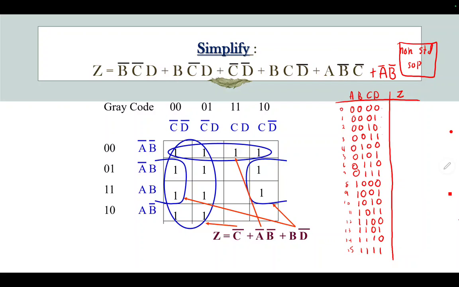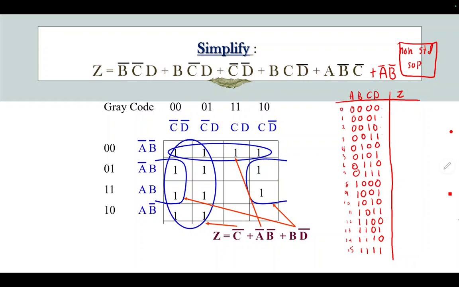Hi, our class today is continuing from our previous class, KMAP part 4, now part 5. We have the equation Z equals B bar C bar D plus B C bar D plus C bar D bar plus B C D bar plus A B bar C bar plus A bar B bar. Looking at this equation, you know that this is non-standard SOP, so you have to place the number 1 in the Karnaugh map.